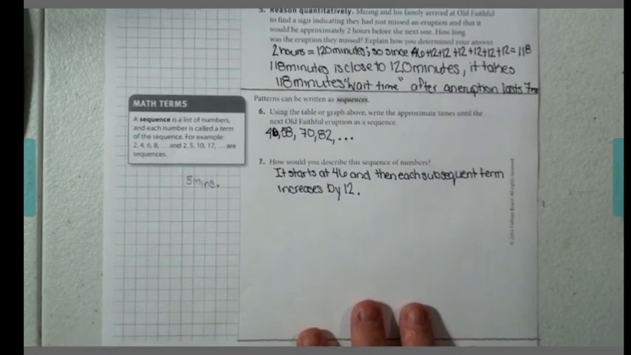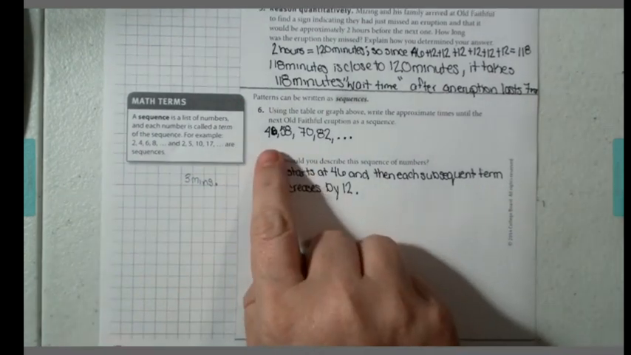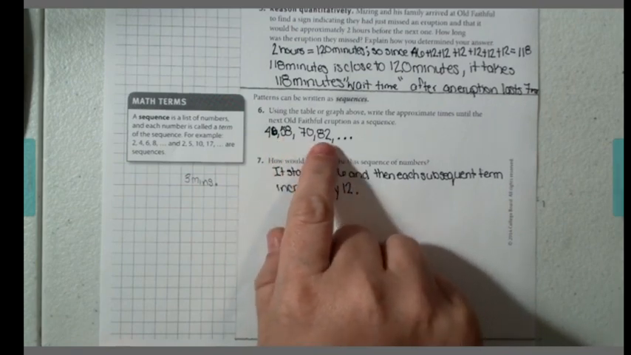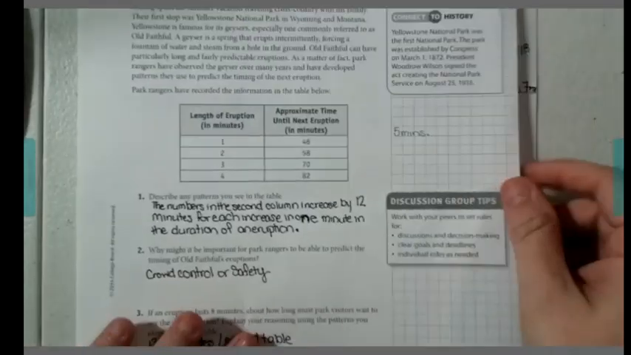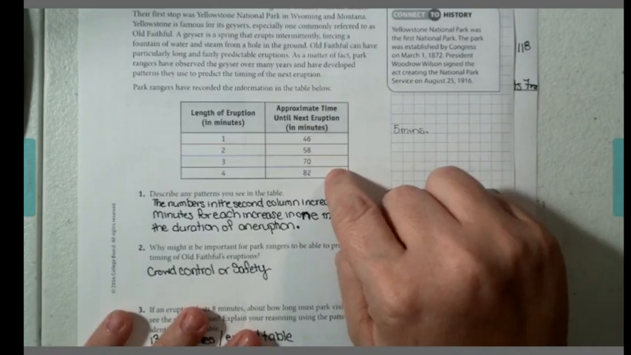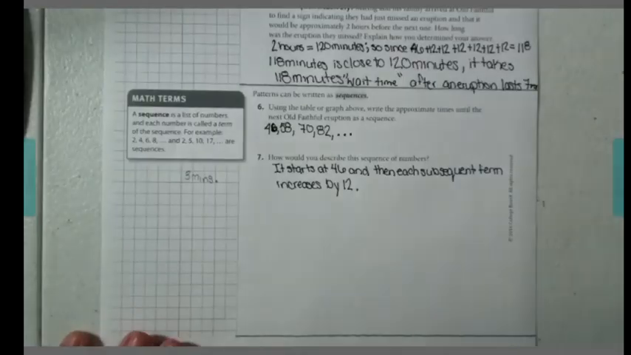As you can see, questions 6 and 7 have been provided for you. Please take a note that in question 6, I wrote down 46, 58, 70, 82. These I could have gotten from one of two places. I actually pulled mine from here. It was my approximate time until the next eruption. I separated it with a comma.